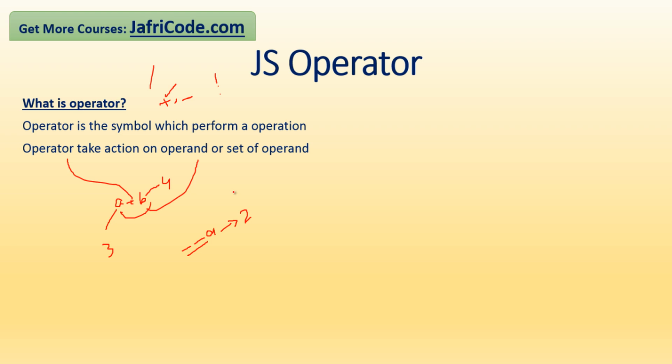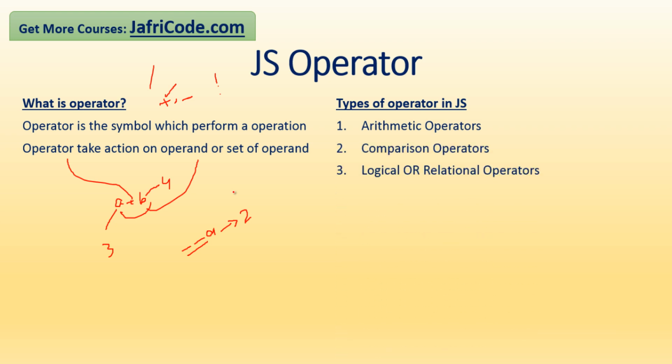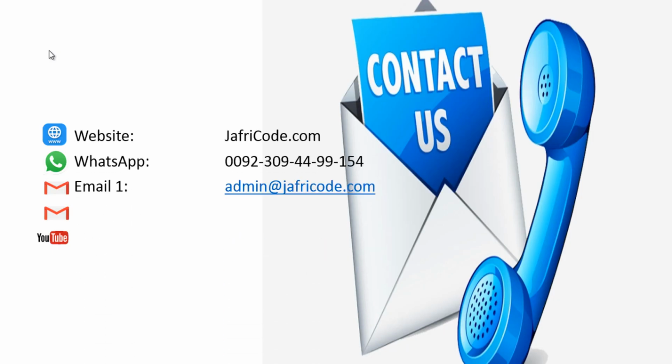So there are different types of operators in JavaScript. For example, arithmetic operators, comparison operators, logical or relational operators, assignment operators, and conditional operators. So there are 5 different types of operators used in JavaScript. Every programming language has these 5 types of operators, and we will learn how these operators work in JavaScript. Anyhow, if you have any question or any problem, you can discuss with me without any hesitation.